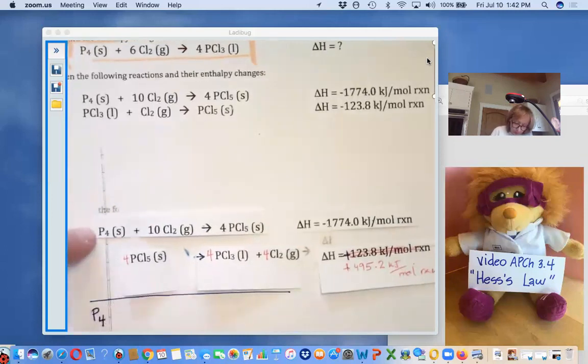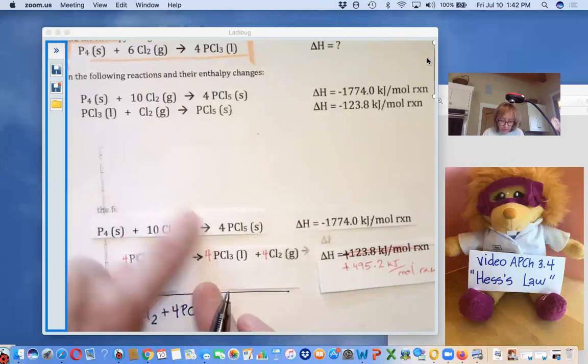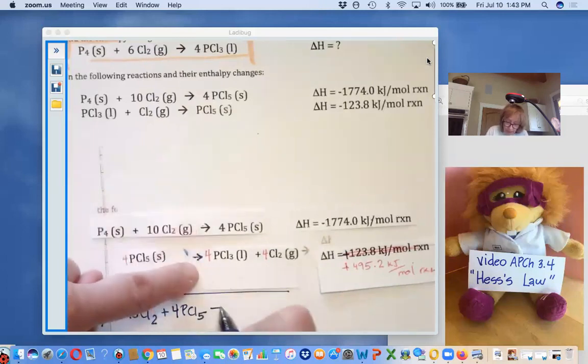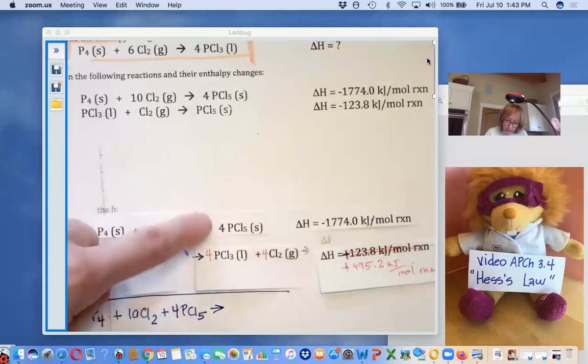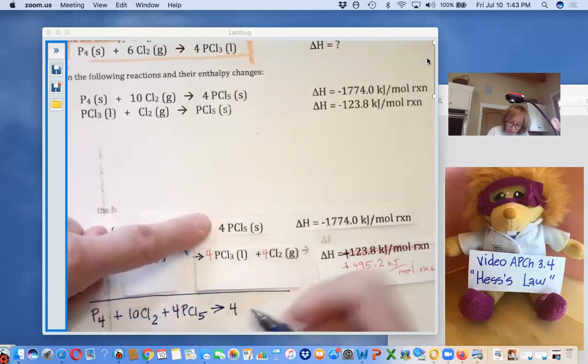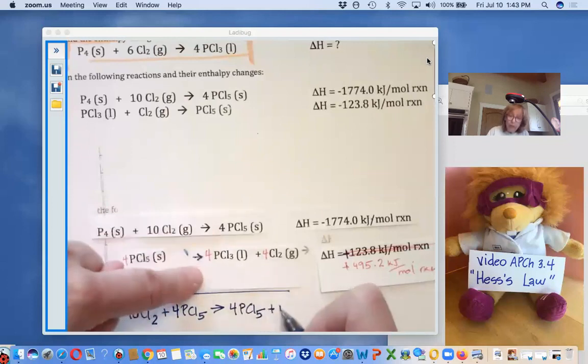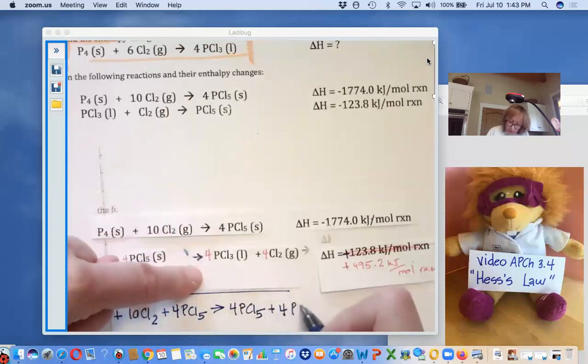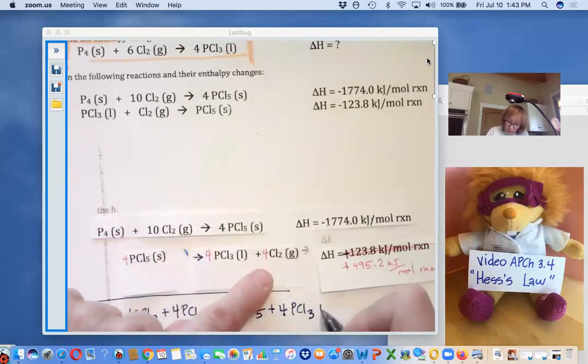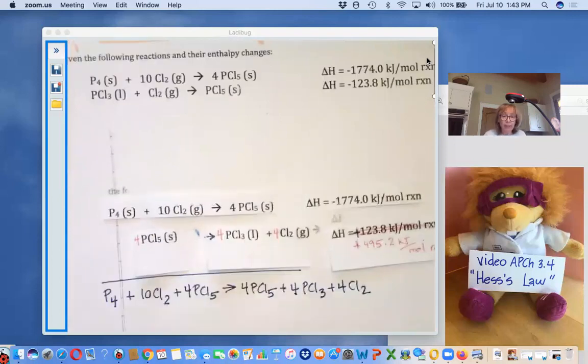P4 plus 10 Cl2s plus 4 PCl5s. Okay, that's everybody on the reactant side. Now my yield sign. And now everybody on the product side. 4 PCl5s plus 4 PCl3s plus 4 Cl2s. Okay, can we clean it up?